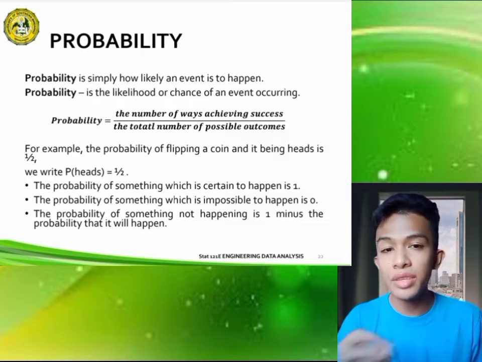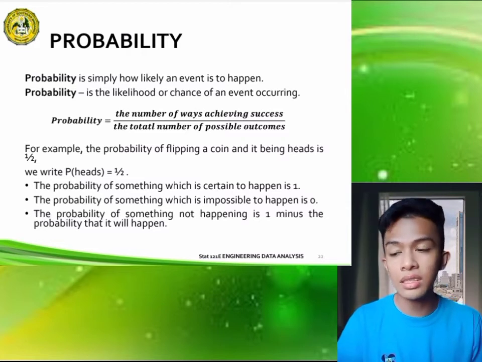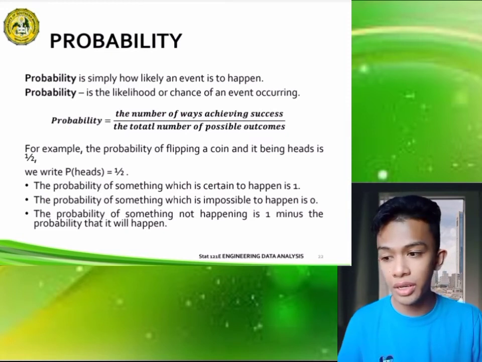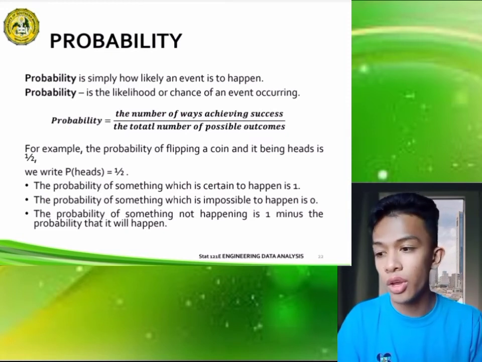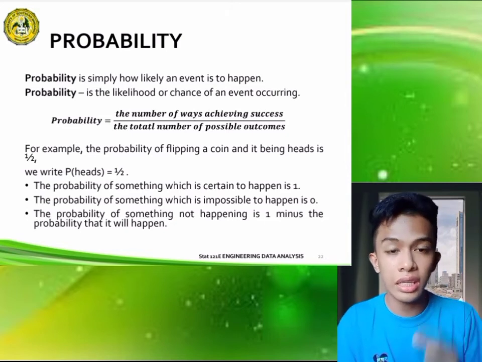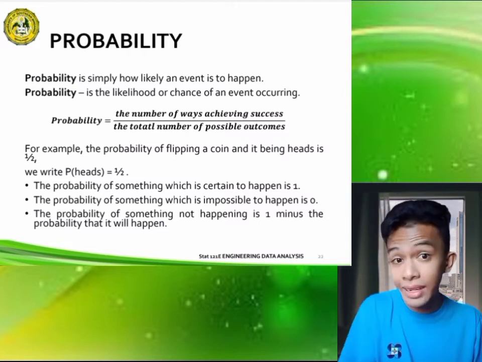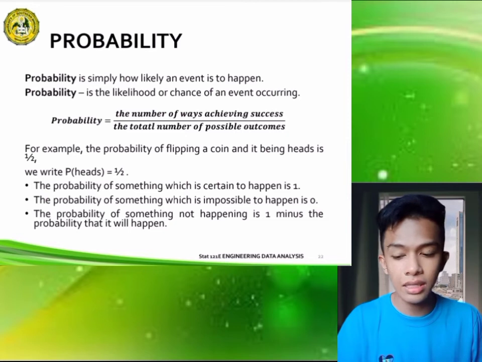So we have this formula: probability is equal to the number of ways of achieving success over the total number of possible outcomes. So ano po ang good example nito? For example po, mag-flip po tayo ng single coin. So we know that may dalawa talaga tayong possible outcomes, which are head and tail. So for example, pag toss po natin ng isa, head po yung lumabas.